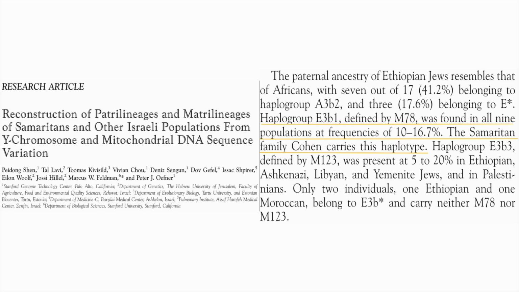And according to reconstruction of patrilineages and matrilineages of Samaritans and other Israeli populations from Y-chromosome and mitochondrial DNA sequence variation, it reads, "Haplogroup E3b1, defined by M78, was found in all 9 populations at frequencies of 10 through 16.7%." The Samaritan family, Cohen, carries this haplotype.